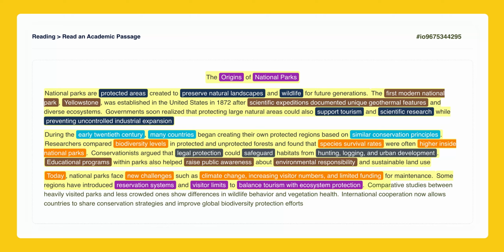Comparative studies between heavily visited parks and less crowded ones show differences in wildlife behavior and vegetation health. Here, the text mentions research again. Comparative studies look at the difference between busy and quiet parks.